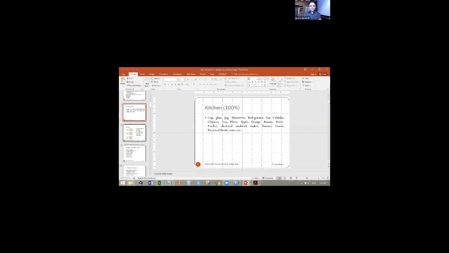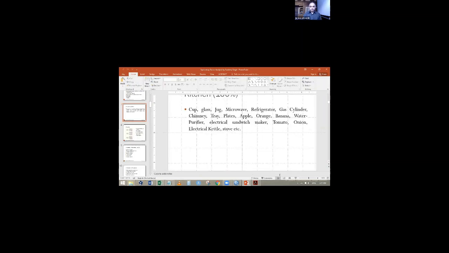These are the kitchen items. Sandeep says there is a cup, glass, jug, microwave, refrigerator, and so many items. If I ask you to arrange them into certain meaningful groups, certainly you are not going to put the cup and the chimney or the sandwich maker in the same group. Cup is different, chimney is different, sandwich maker is different, and certainly tomato is quite different. How will you do it? So I will say the same.